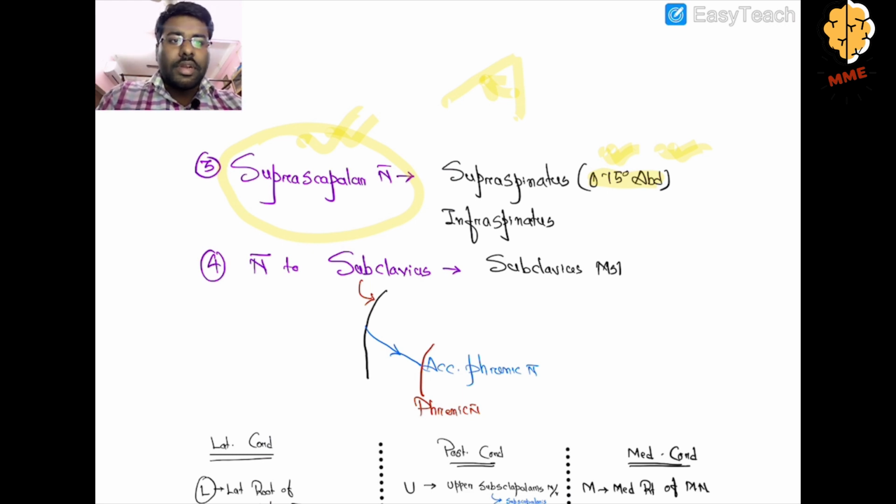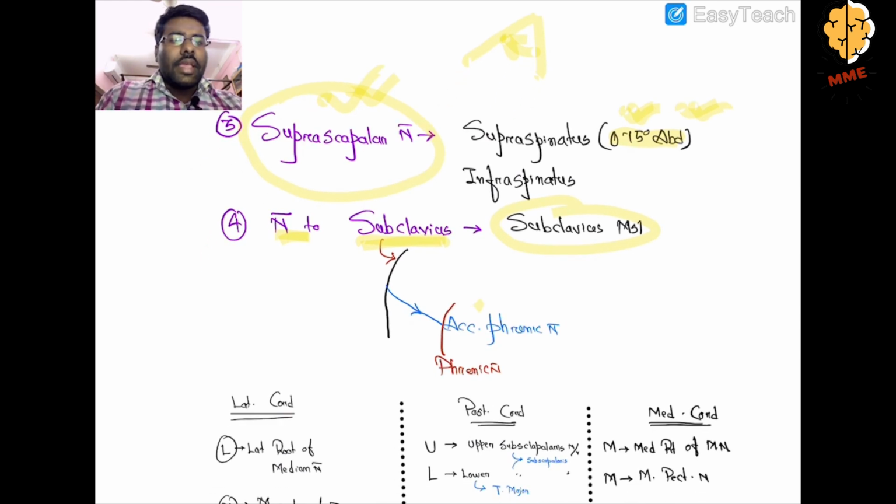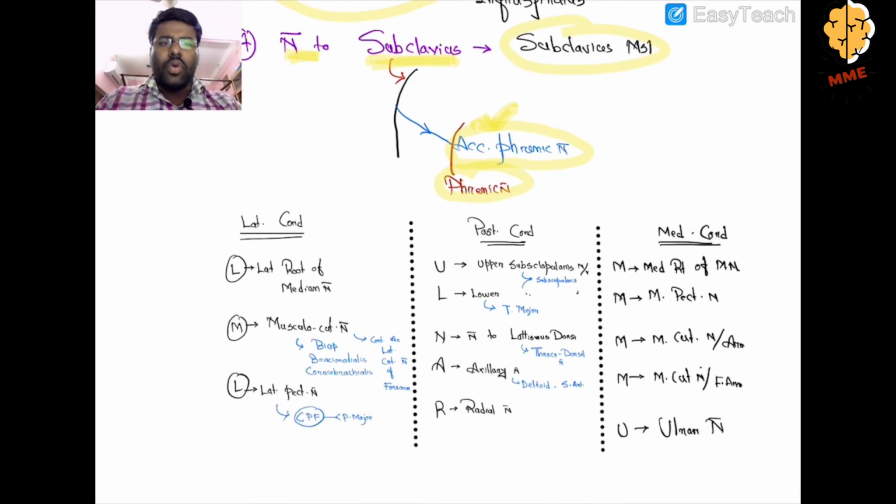Coming to the 4th nerve in the upper trunk, there is the nerve to subclavius. The subclavius muscle is innervated by this nerve, and the accessory phrenic nerve also comes from the nerve to subclavius and attaches to the phrenic nerve. So this is about the branches without the cord branches. Now coming to the cords.